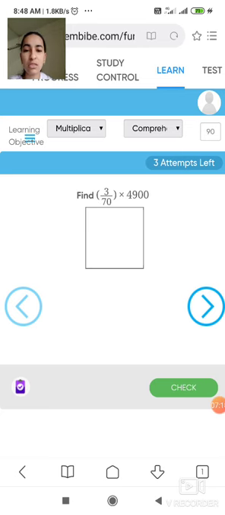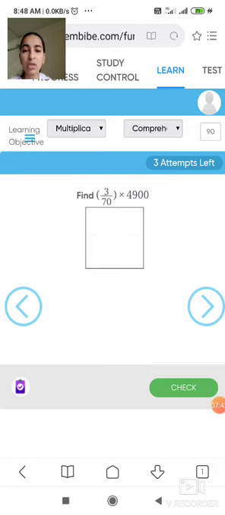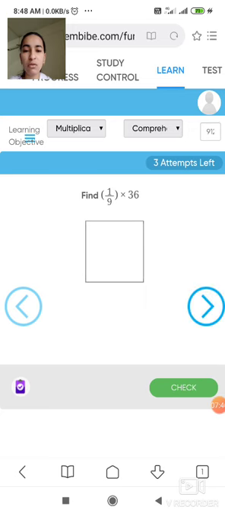The next is 3 upon 70 multiplied by 4900. You can see 0 can be cancelled, and in the table of 7, 49 is there. 7 ones are 7, 7 sevens are 49. So 3 multiplied by 70, so 210 will be the answer. Okay students, this is the solution for 3 upon 70 multiplied by 4900.